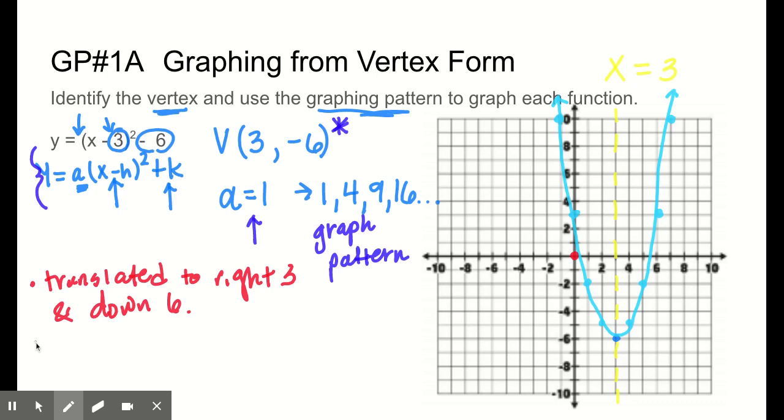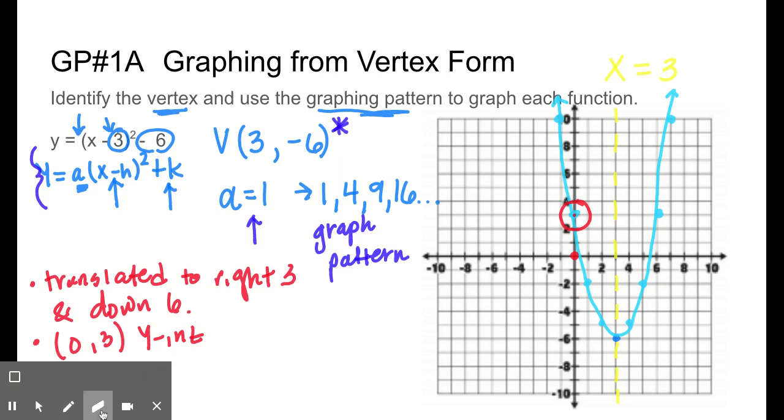We will also be asked to identify the y-intercept of our function. And so notice right here on the graph, this is the point where our graph crosses the y-axis. And this is the point 0, 3. And that is graphing with vertex form. All right, let's take a look at another one.